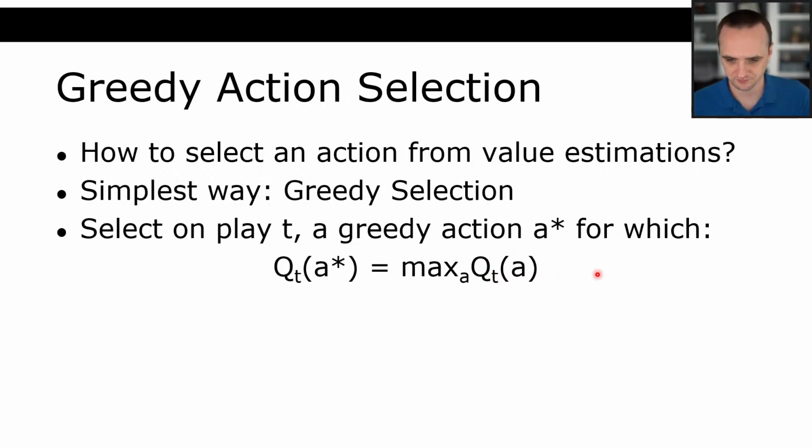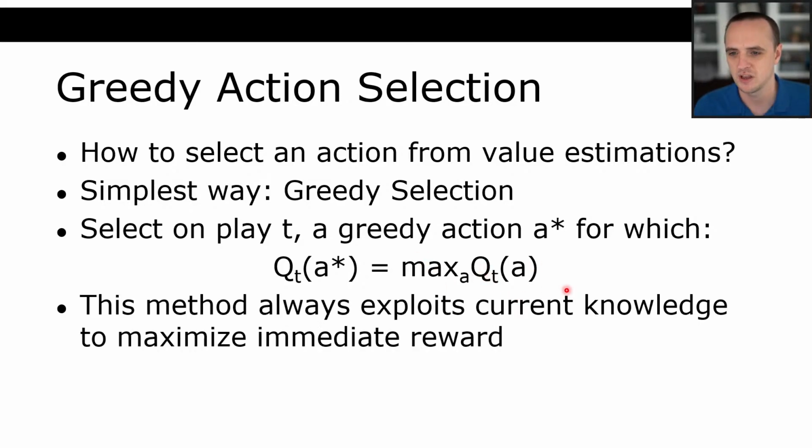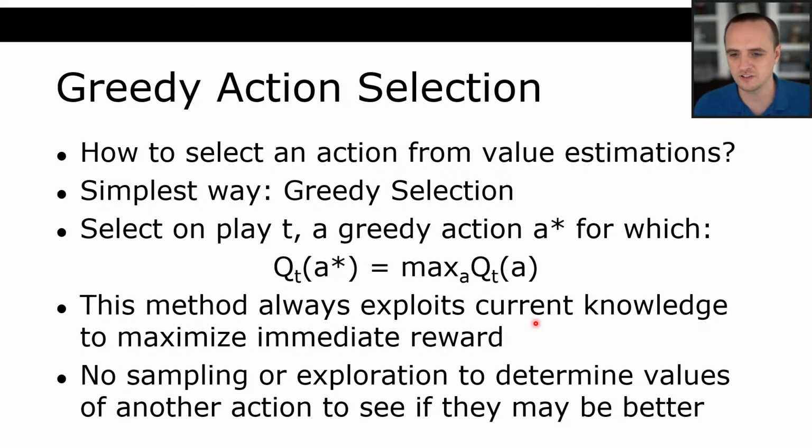It just means on time step t, look at the values for all of our actions and choose the action A that maximizes that value. So look over all of the actions, choose the action which maximizes that, and that's the maximum value, and we take that action. So this method always exploits current knowledge to maximize immediate reward. No sampling or exploration to determine values of another action to see if they may do better.